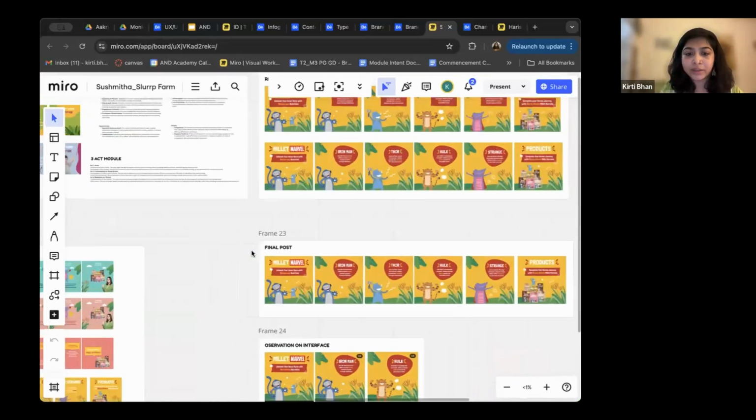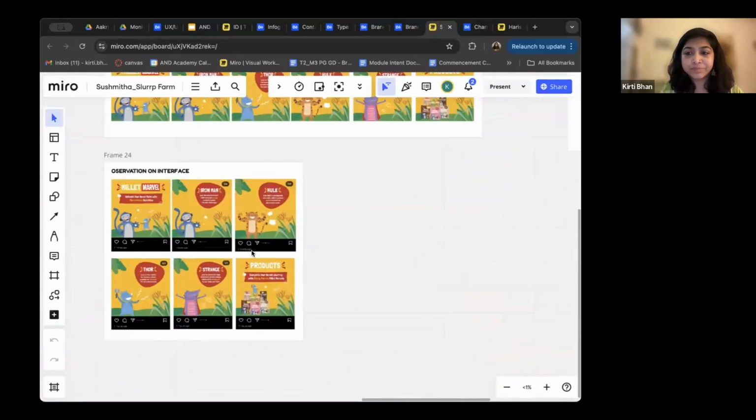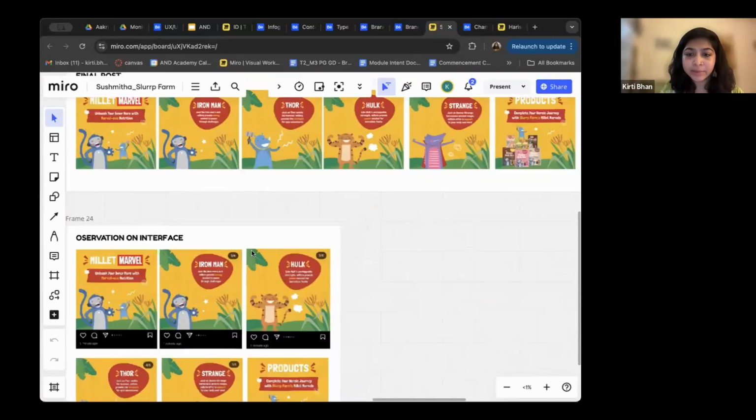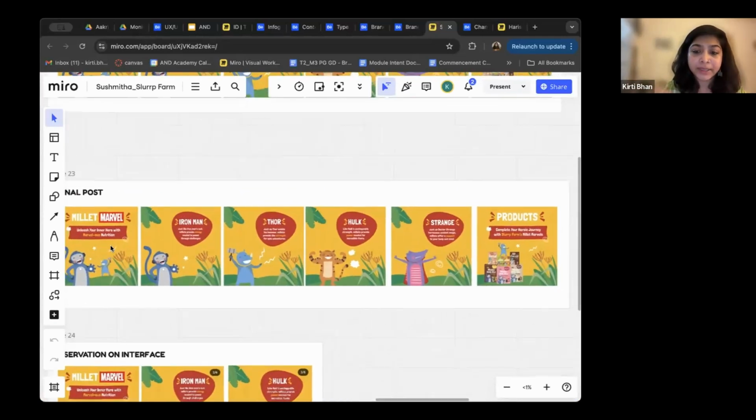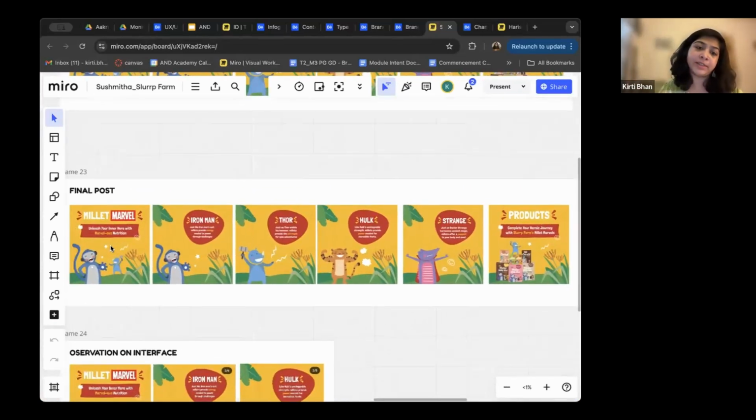And I'll take you to the final one. This is the final post, the carousel post, which she created to promote millets, with information about millets. And her target audience was young parents.